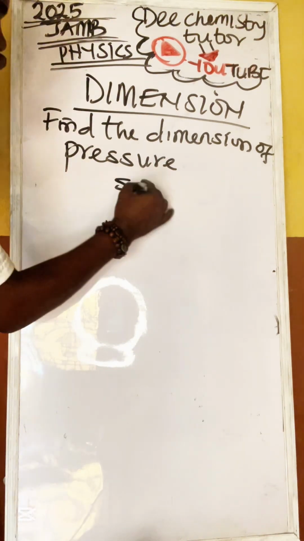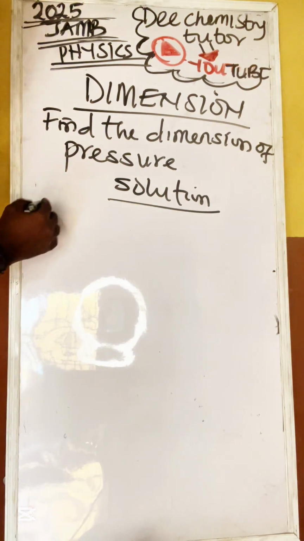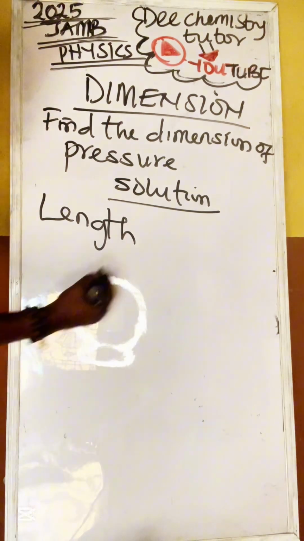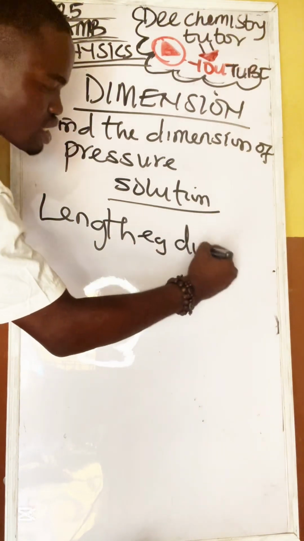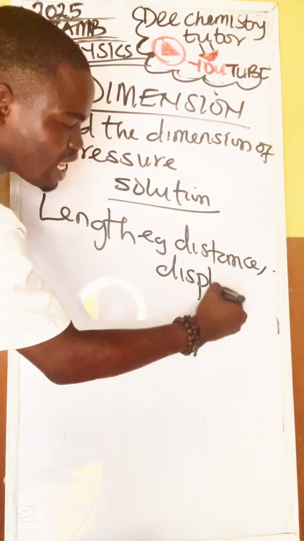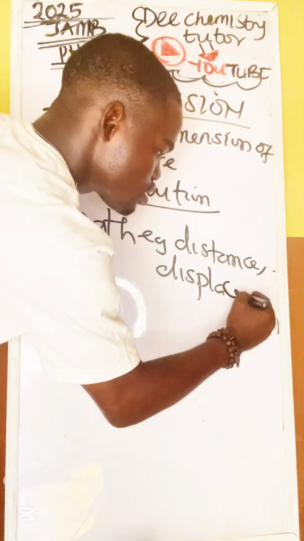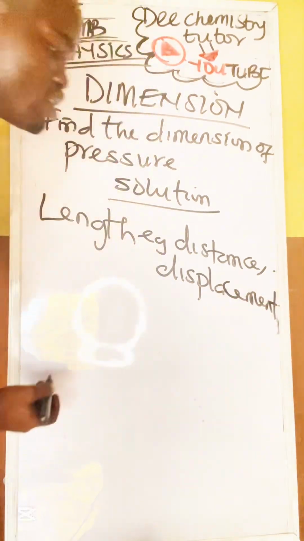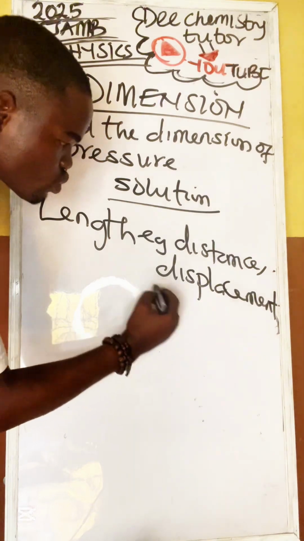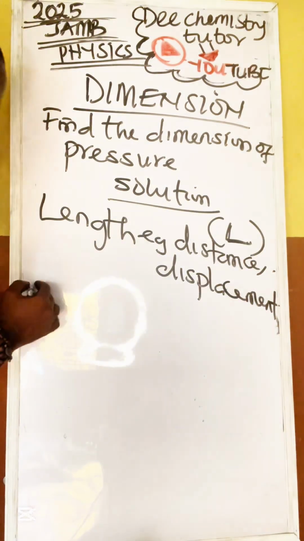Now, solution. You have to just understand that when we are talking about dimension analysis, anything that looks like length, what are they? It can be in form of distance, it can be in form of displacement. So far, it is length. These are a form of length. You understand? Anything that looks like that, we represent it with capital L. That is what dimension is saying.